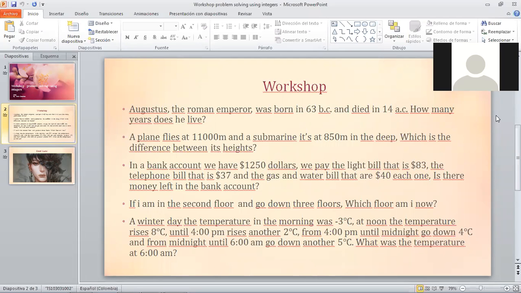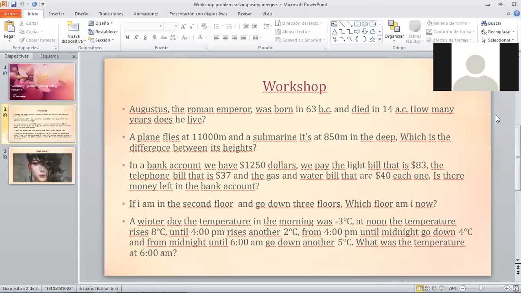Third, in the bank account, we have $1,250. We pay the light bill, that is $83, the telephone bill, that is $37, and the gas and water bills that are $40 each one. Is there money left in the bank account?